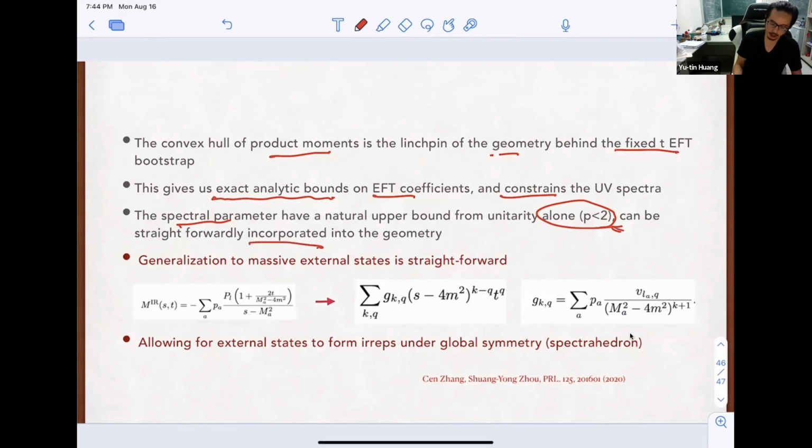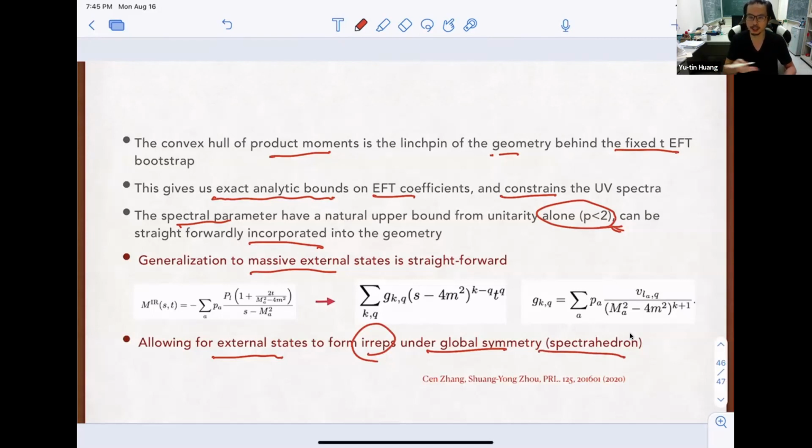Of course, there's many things that we can do. One thing is to extend to massive external states where things just get shifted a little bit, but the geometry is essentially similar. And most interestingly, I think, is that we consider multiple external states that form irreps from global symmetry. The convex hull of these global symmetry irreps is actually also another geometry called the spectrahedron. And so when we're considering multiple different states that form representations under global symmetry, now you have an interesting problem of interplay between the EFThedron and the spectrahedron. And so I think this will be many interesting questions or directions to pursue. Thank you very much.